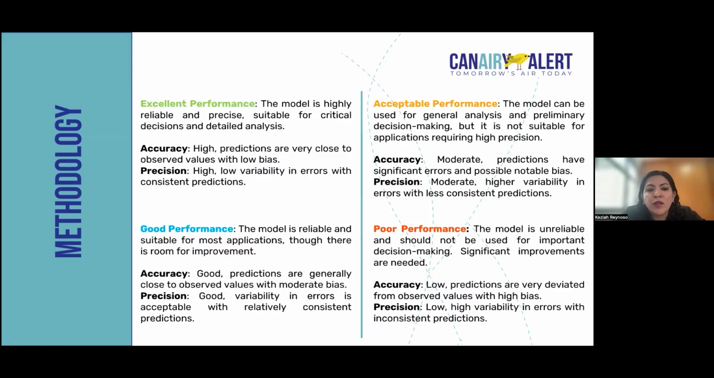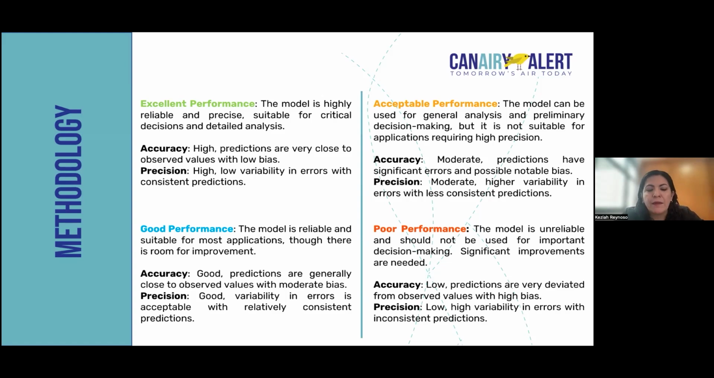If the performance is excellent, this means that the model is highly reliable and precise, and that it allows us to make critical decisions, and you can use it for detailed analysis. In this case, the accuracy and the precision are high. That is, we have forecasts that are very close to the observed values, and we have low bias. And there's low variability in errors, which is consistent with the predictions.